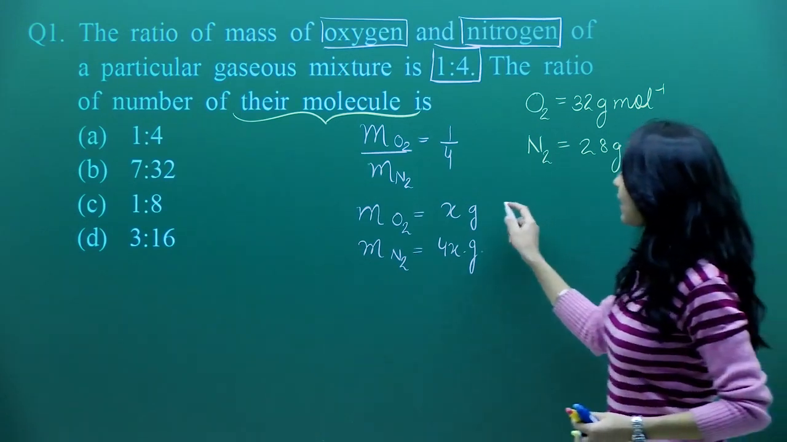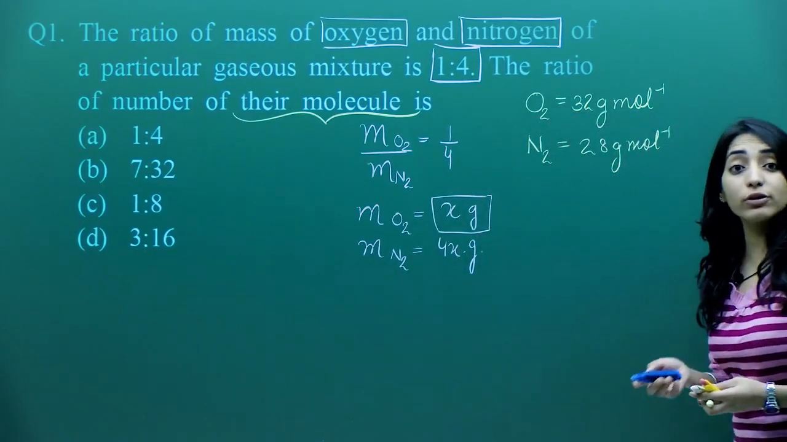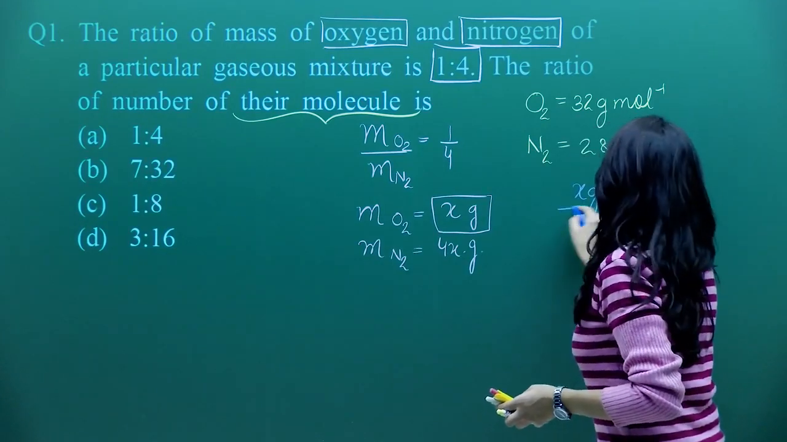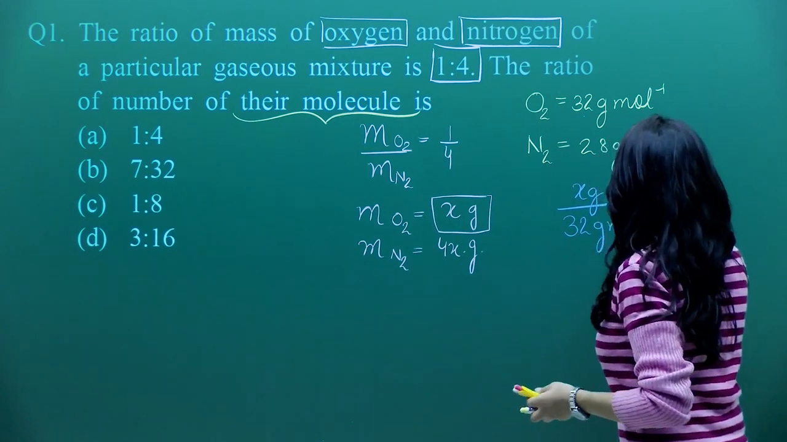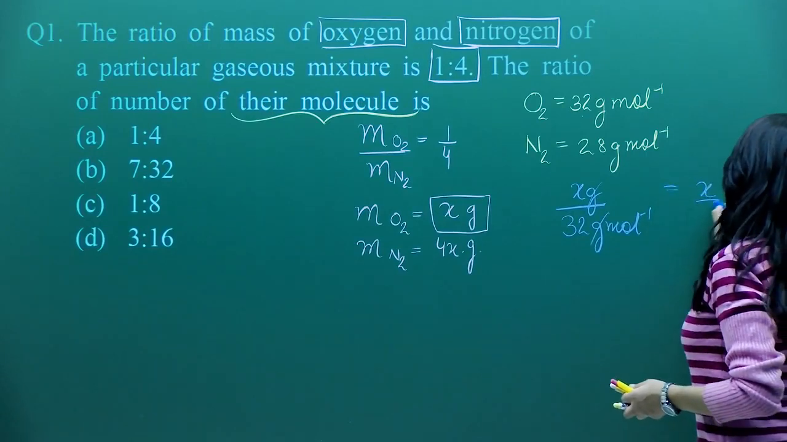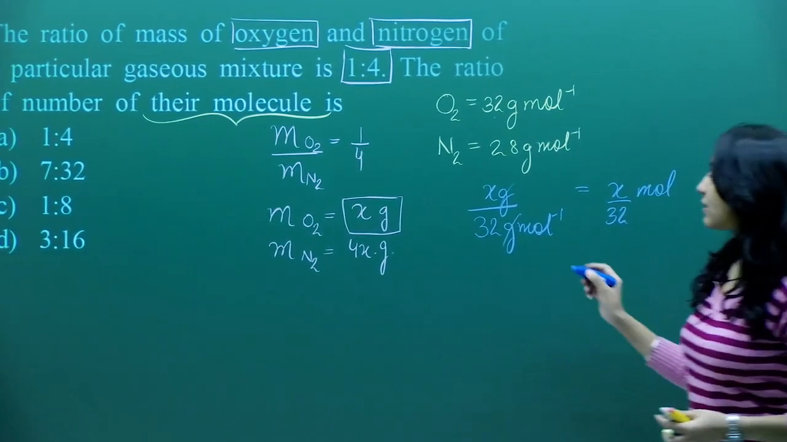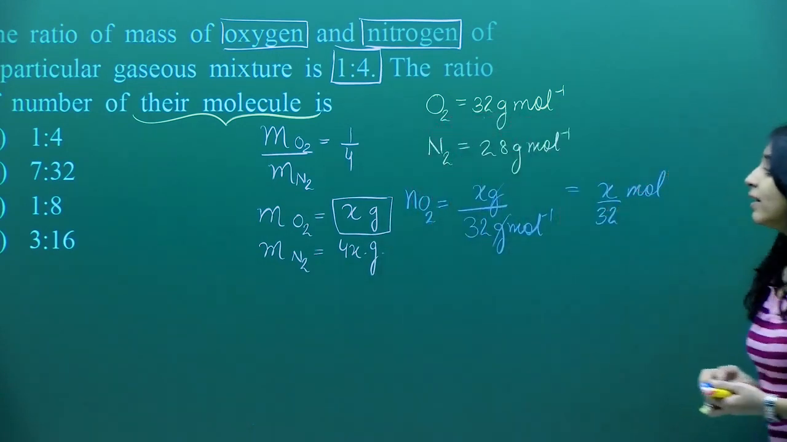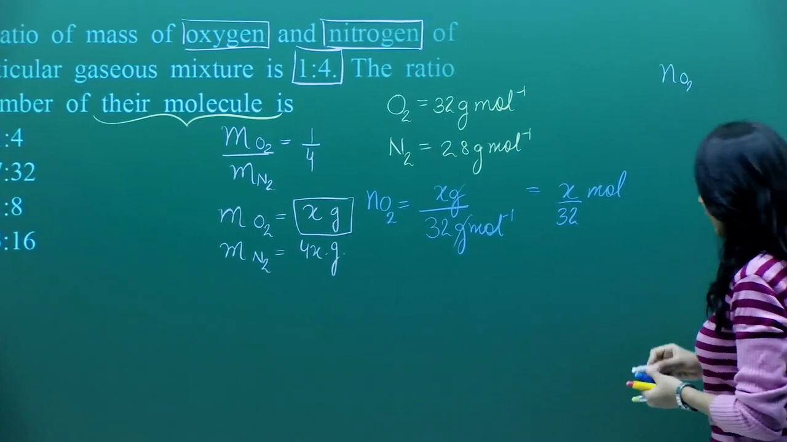So let us calculate the number of moles of oxygen in X grams of oxygen. So what will be the number of moles of oxygen in X grams of oxygen? I will say X gram to be divided by 32 gram per mole. Okay, guys, see, gram will get cancelled and the final answer will come out to be X by 32 moles. Am I right? So this is the number of moles of oxygen.